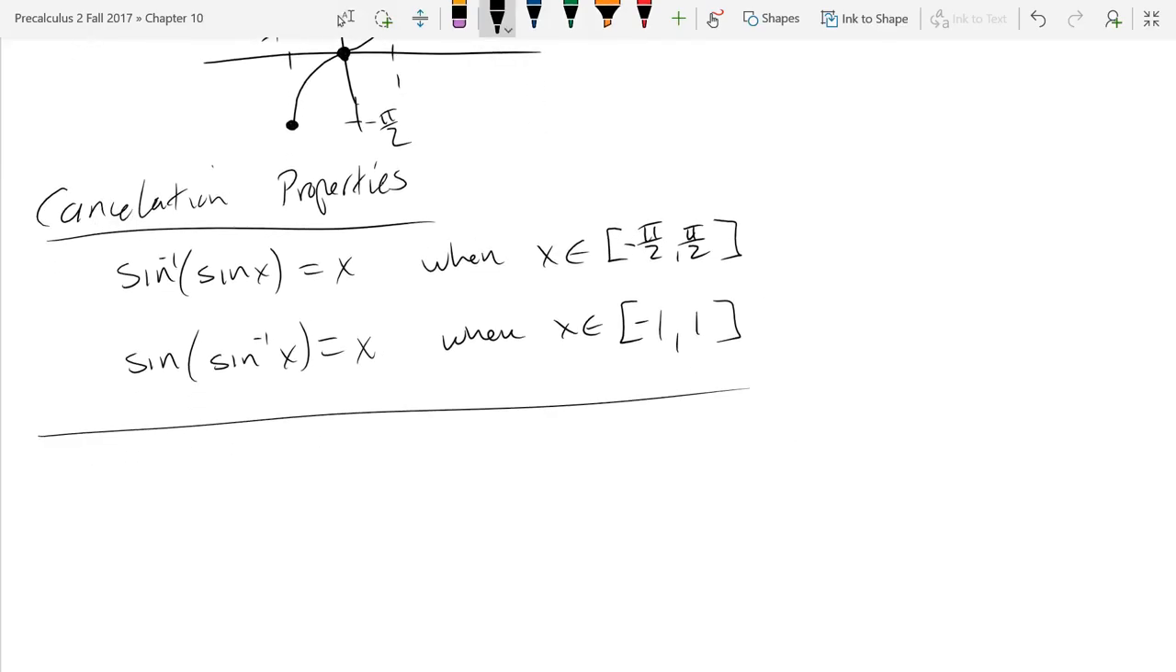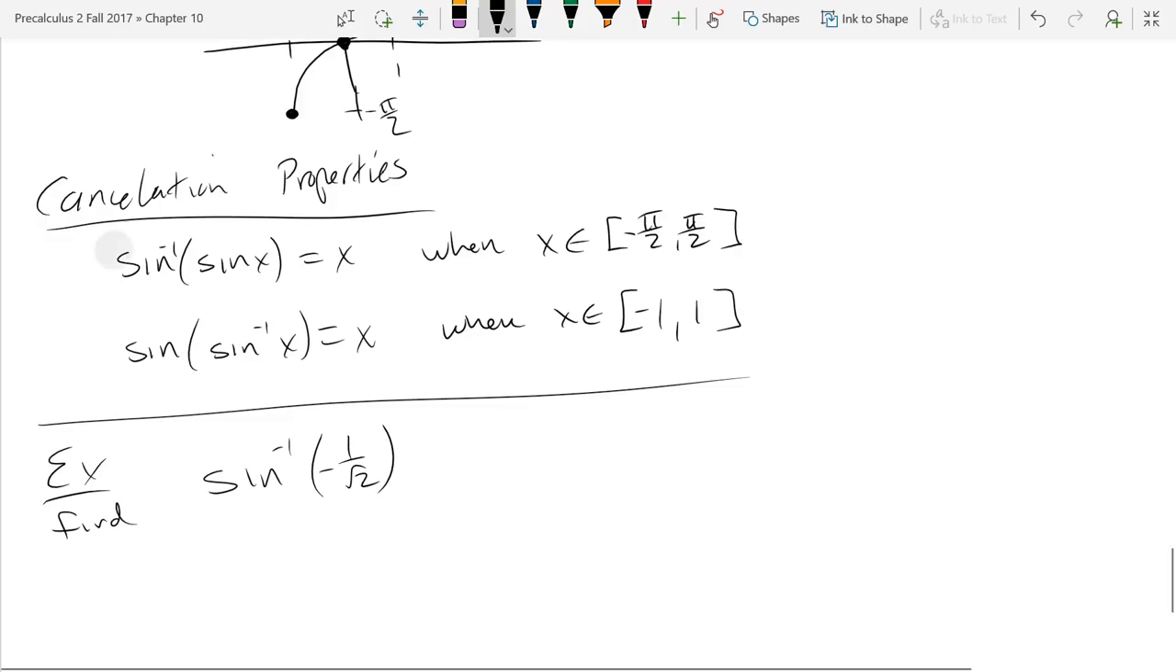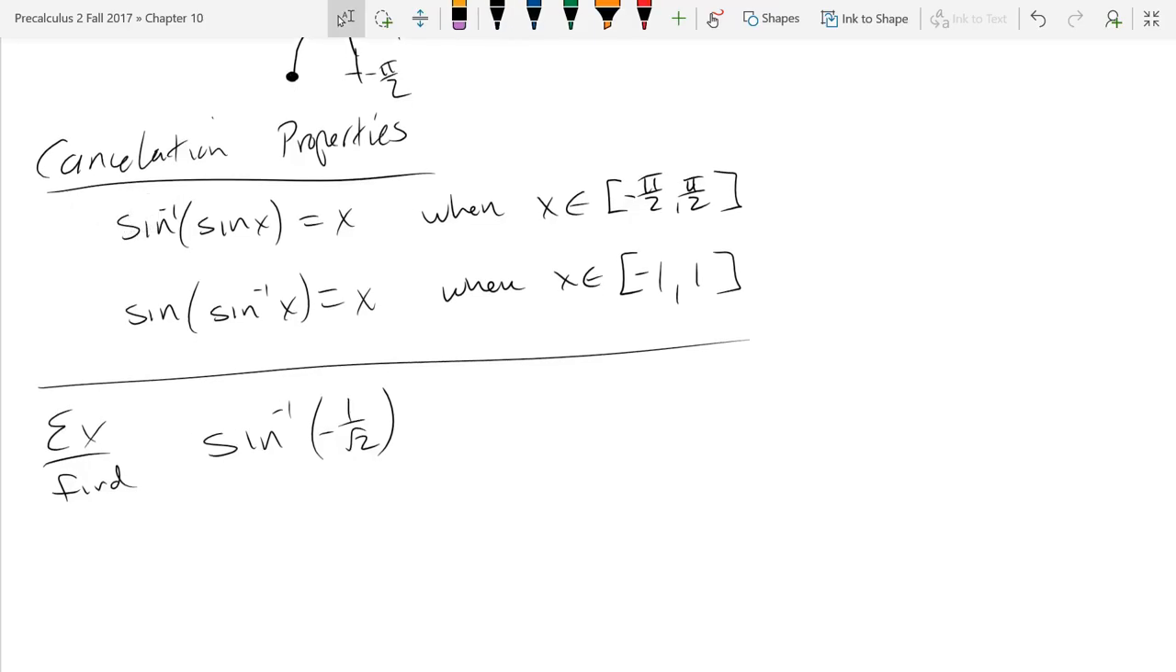So we're ready for some examples now. Our first example: find sine inverse of negative 1 over square root 2. Sine inverse is supposed to eat sides and give you angles, so I'm looking for an angle here. Just like before, I'm going to let theta equal sine inverse of negative 1 over square root 2, and then bring the sine function to the other side.